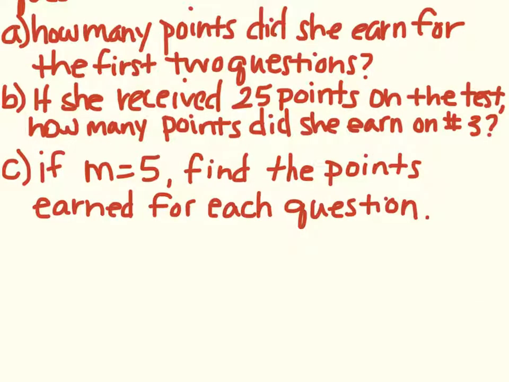And here's Part C. If M equals 5, find the points earned for each question. This problem's a little tricky, but I know you're really smart, so I have faith that you're going to figure it out. If you get stuck, though, don't worry, we'll go over it tomorrow together.